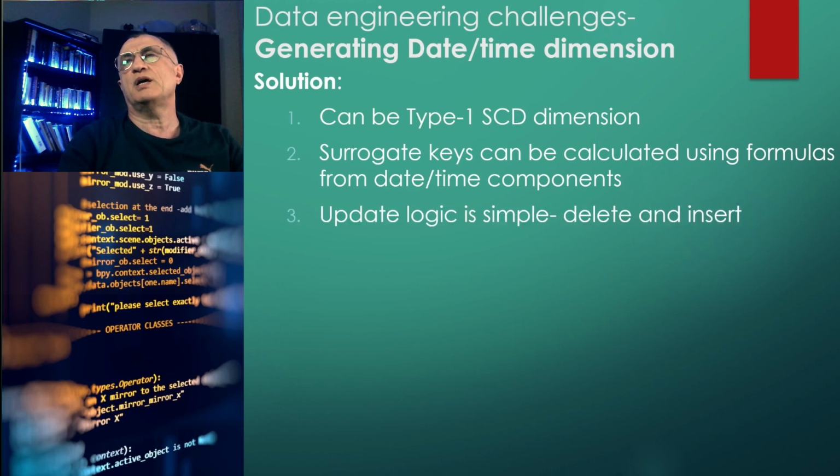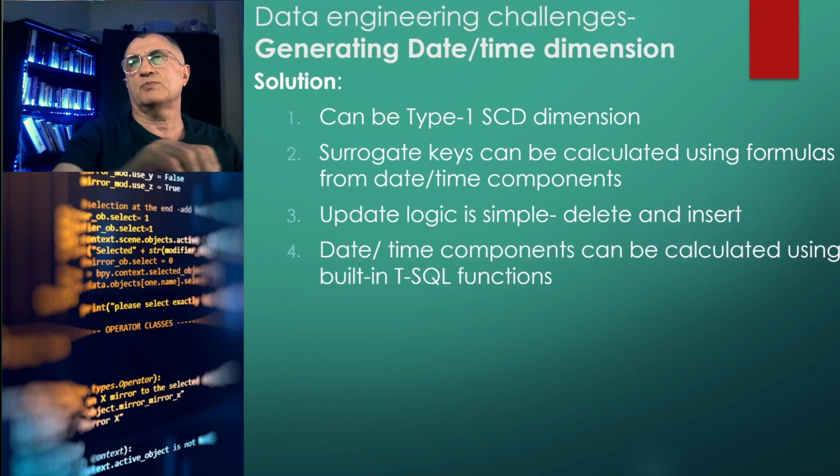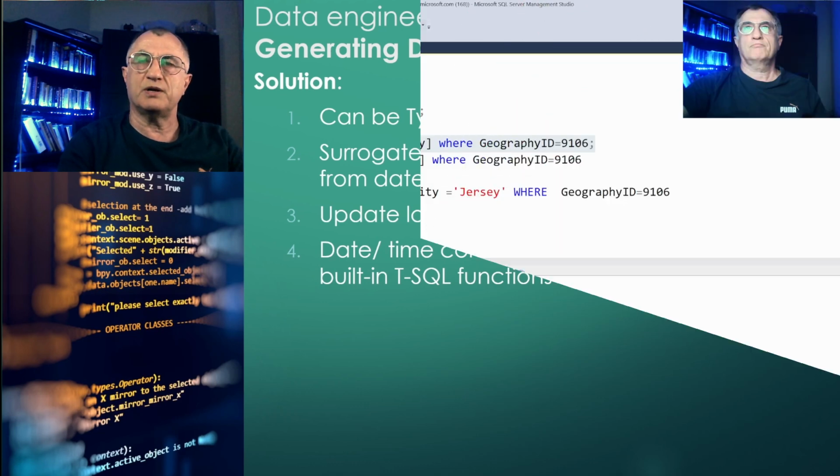Update logic for date time dimension will be very simple. You can use a delete statement to identify which rows have already been inserted so as to avoid duplication, and then insert the newly generated date dimension into the target table. And then date time dimensions typically contain different components of the date time, like quarter, months, in some cases hour. So these components can be calculated using built-in T-SQL functions as well.